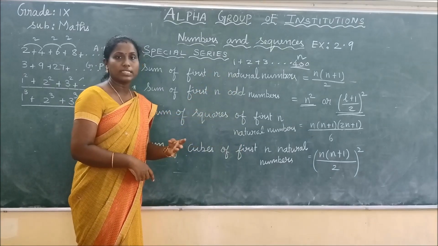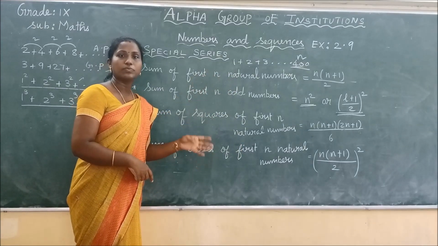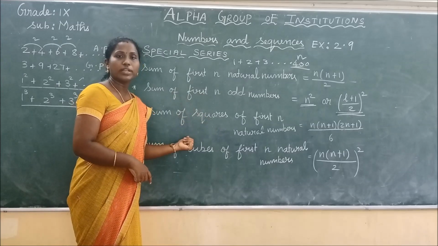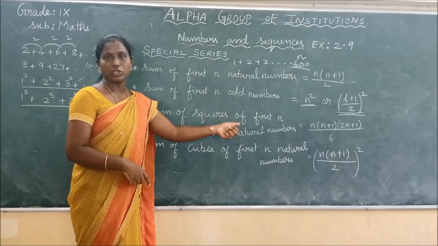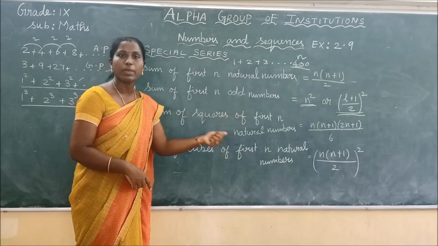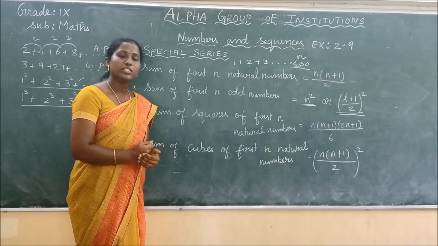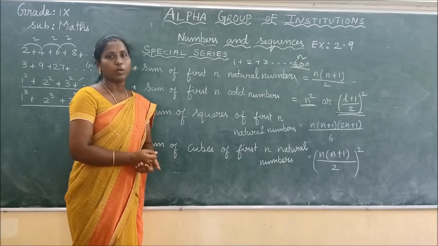Four sets of formulas are there. You have to be thorough with these four formulas, to know what to apply. Squares means if you solve the squares of natural numbers, which formula do we have to use? n into n plus 1, 2n plus 1 by 6. Okay, so be thorough in your mind with these formulas. We will solve our exercise problems now.